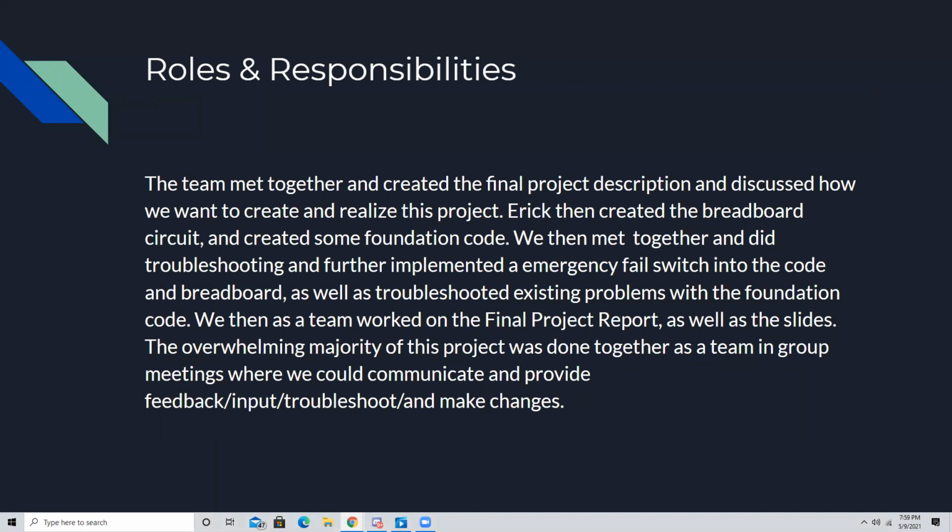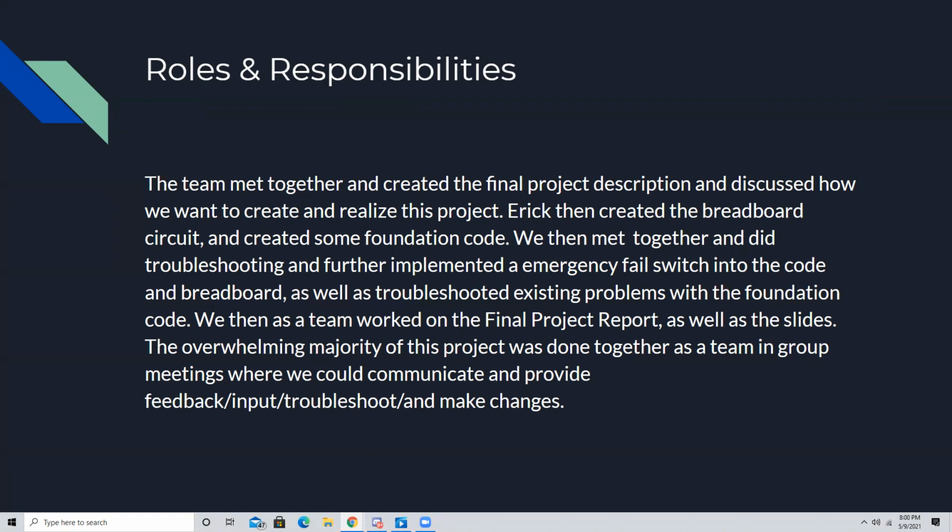The team met together and created a final project description and discussed how we want to create and realize this project. Also, the team looked for different options to implement the idea of our project in the circuit. Taking those ideas, I implemented the circuit and programmed part of the code for the project. We then met together and did troubleshooting and implemented an emergency fail switch into the code and breadboard, as well as troubleshot existing problems with the foundation code.